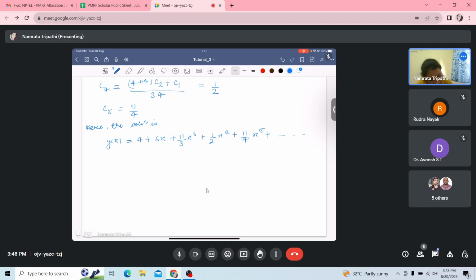Okay, move to the next question. Question number 4. Find the power series solution around the point x naught is equals to 1 for the differential equation x square y double derivative plus xy derivative plus y is equals to 0.